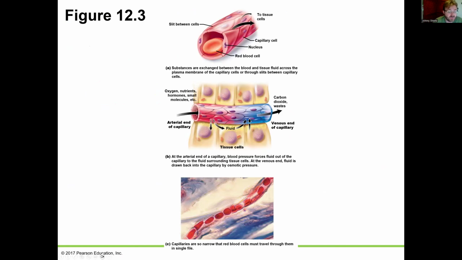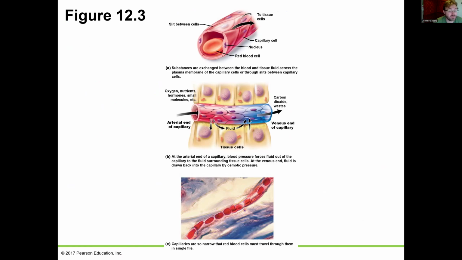Now, this is kind of just showing you how that works. So here is a capillary bed. Here's a giant red blood cell, an erythrocyte, traveling through the capillary. And as it's going through, it's going to be exchanging materials with the outside world, with the other cells of the body.